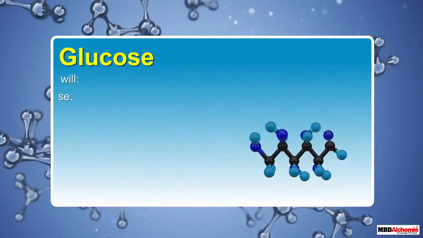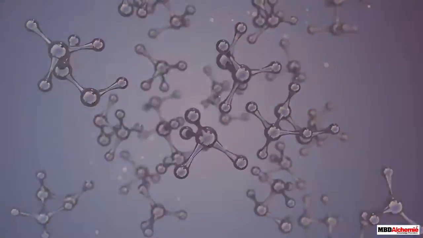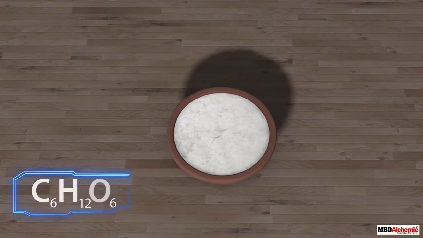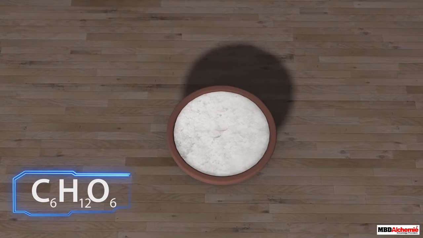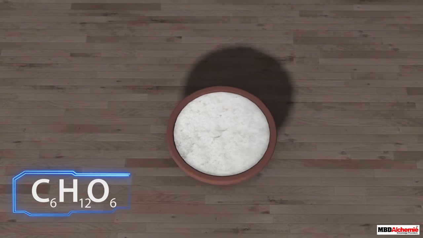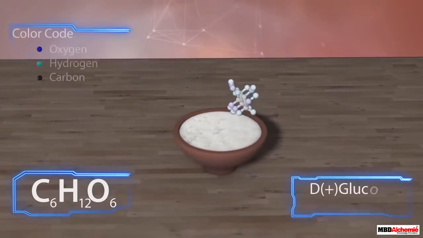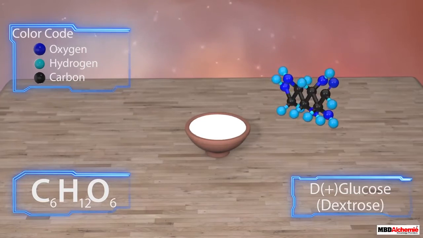Glucose. In this module, you will learn about glucose. Glucose is a monosaccharide with the molecular formula C6H12O6. We all know glucose as the most common and abundant sugar. But the compound we are referring to here is actually one of the stereoisomers of glucose. Its correct name is D+ glucose. It is also called dextrose.